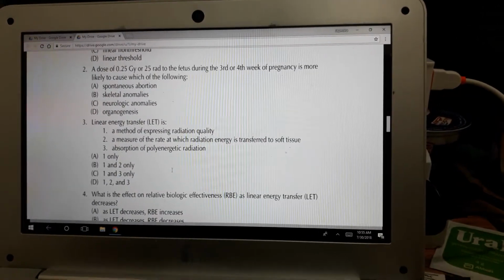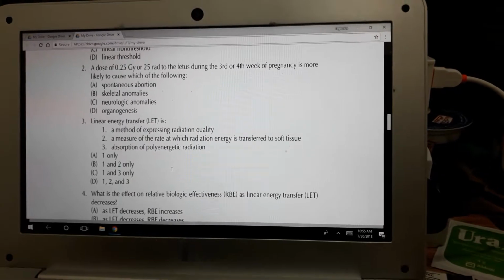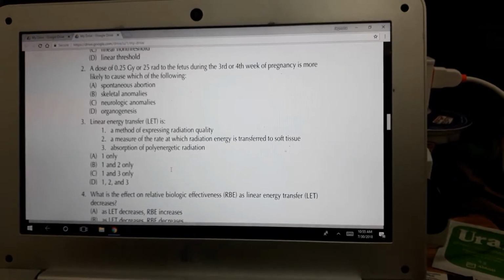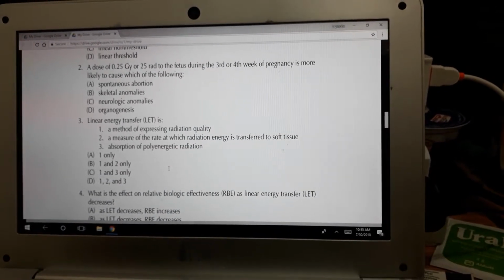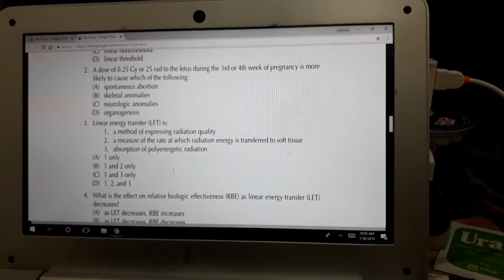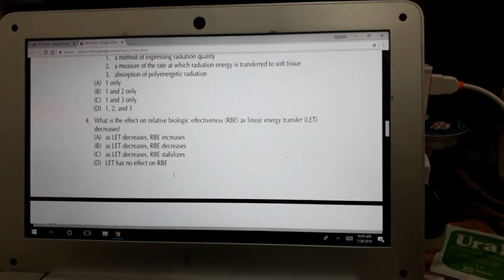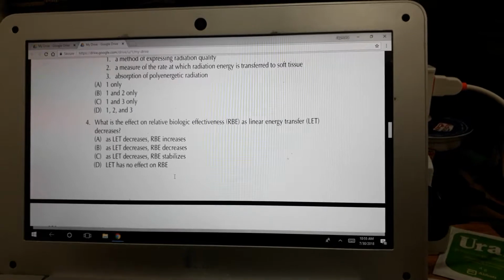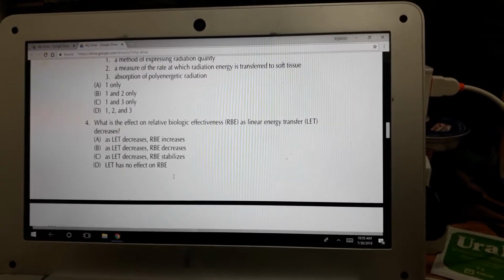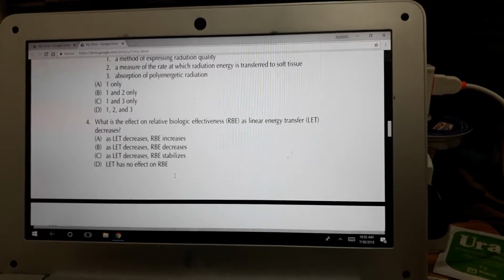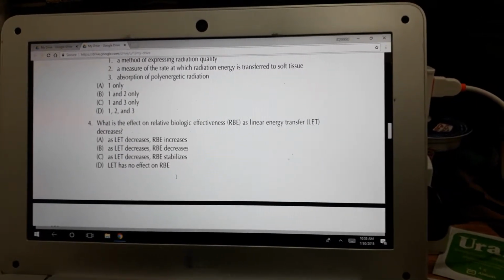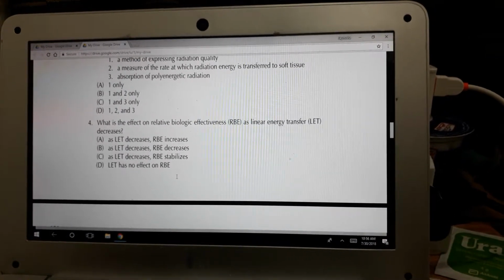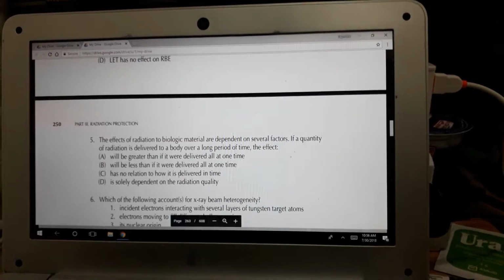Linear energy transfer, LET, is a method of expressing radiation quality, a measure of the rate at which radiation energy is transferred to soft tissue. The answer is 1 and 2, B. What is the relationship between relative biological effectiveness and linear energy transfer, RBE and LET? The answer is B. LET increases, RBE increases; LET decreases, RBE decreases. Directly proportional.